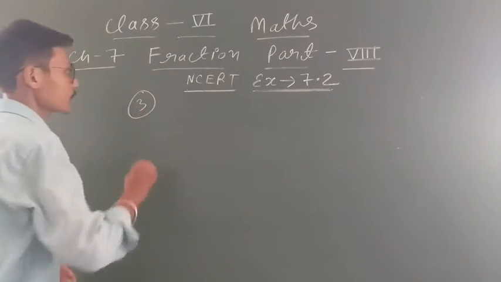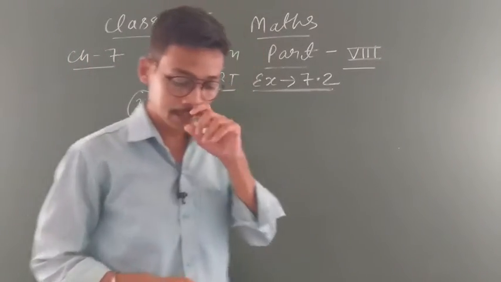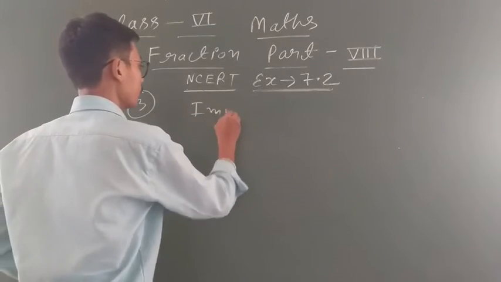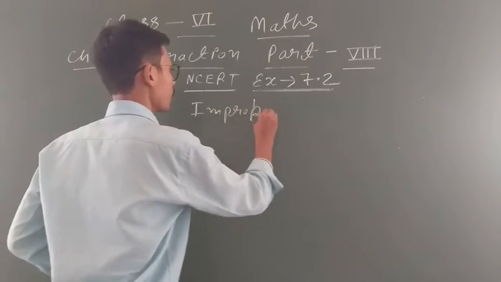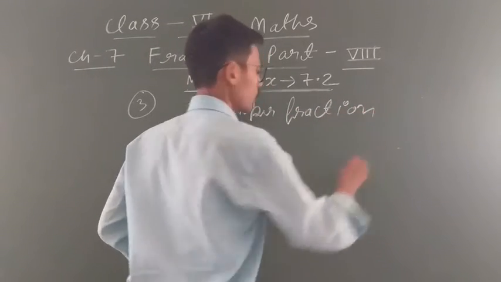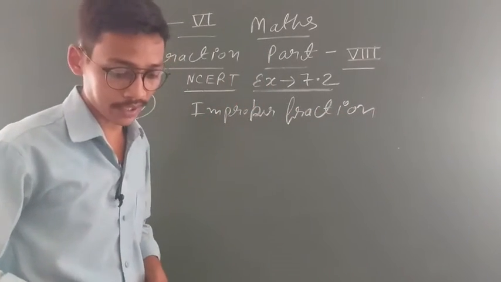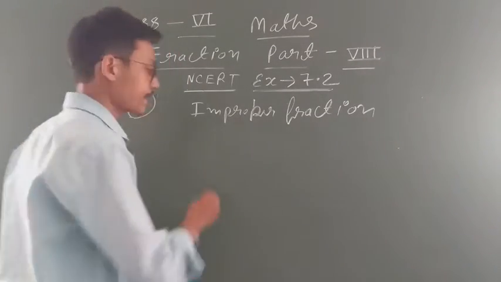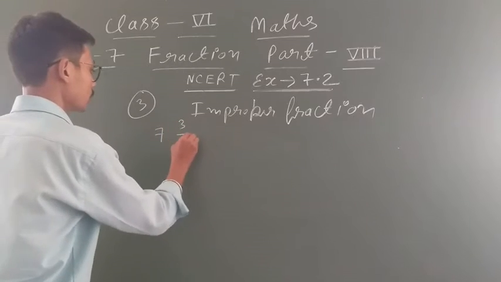Now question number 3 is given, student. What is given? Express the following in improper fraction. You have to convert into improper fraction. Okay, student. We discussed how to convert into mixed fraction. Now you have to convert it into improper fraction. The question is given like 7 whole 3 upon 4.